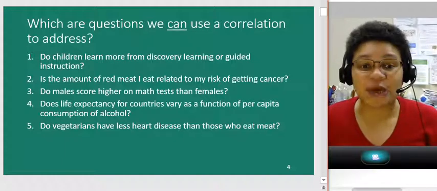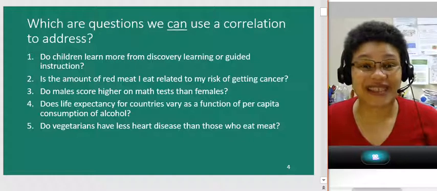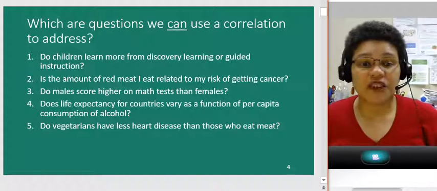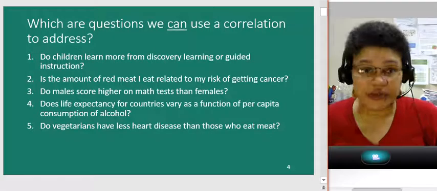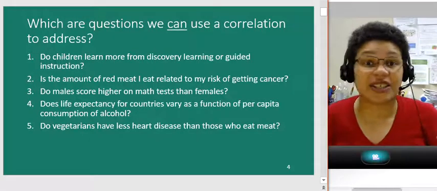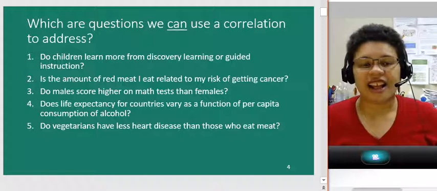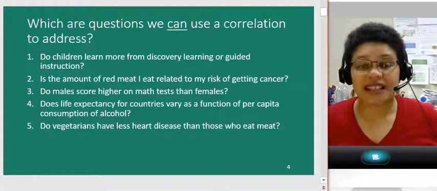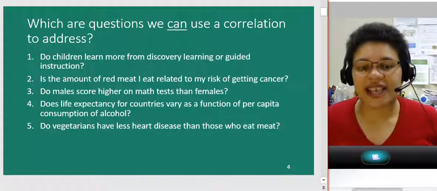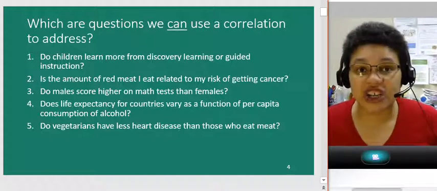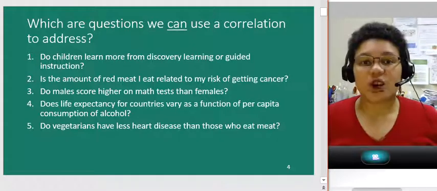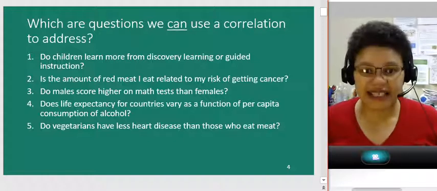Is the amount of red meat I eat related to my risk of getting cancer? This one could be good for correlation, because people eat differing amounts of red meat and they may have differing risks of getting cancer. There's another way of looking at that: amount of red meat is continuous, and whether you get cancer or not is dichotomous, right? So there's a way to look at that statistically as well.